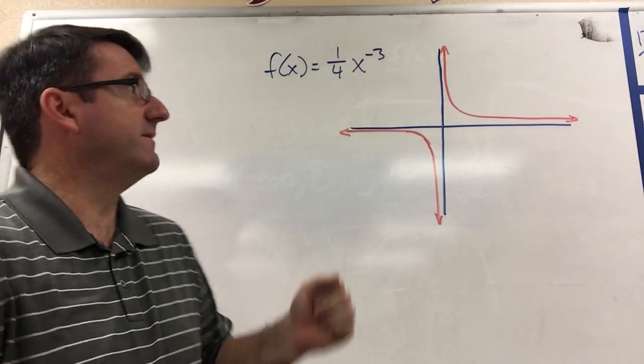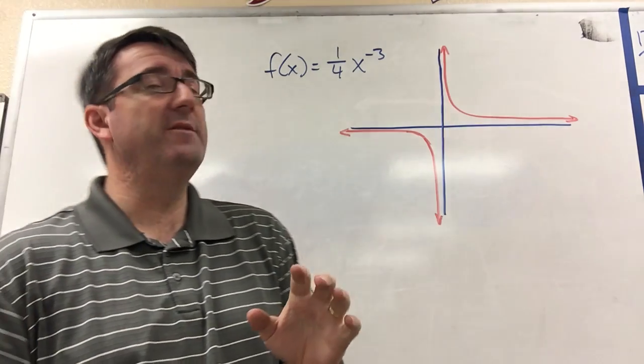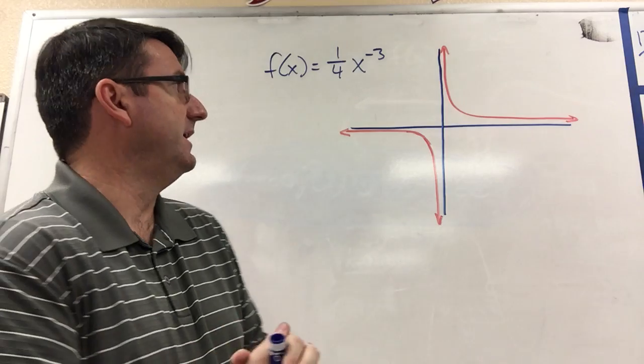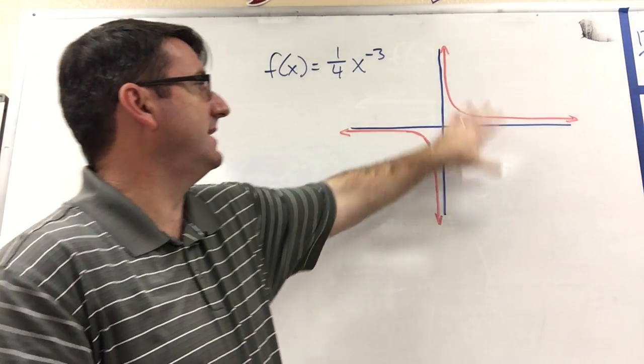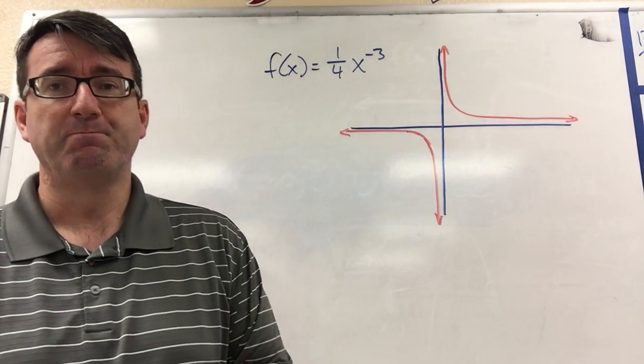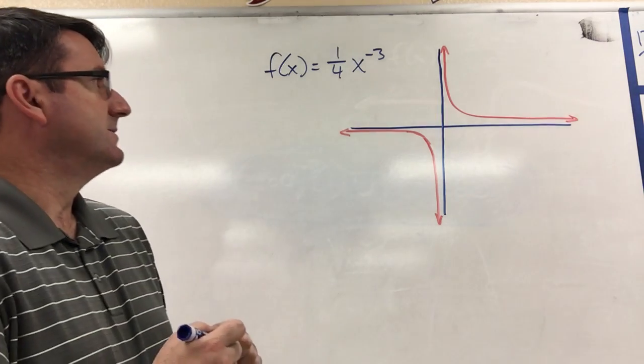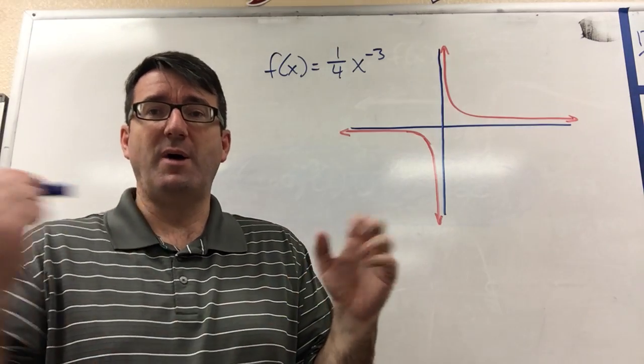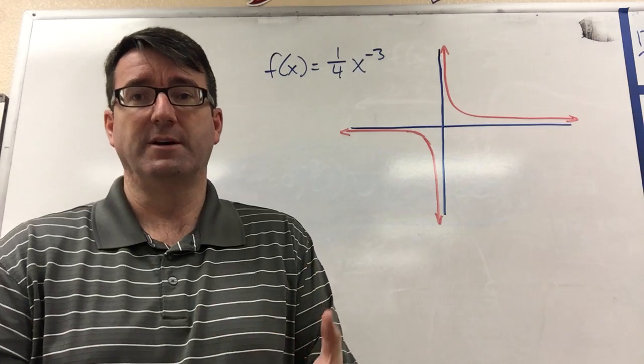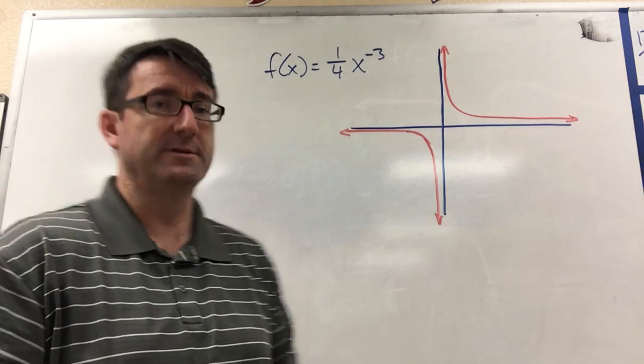All right, number one, we're given this function, f of x equals 1/4 x to the negative 3, and we're told that this is the graph of that function. And then we're asked to find the domain of the function. So the domain is all possible inputs into the function, so all possible x values.